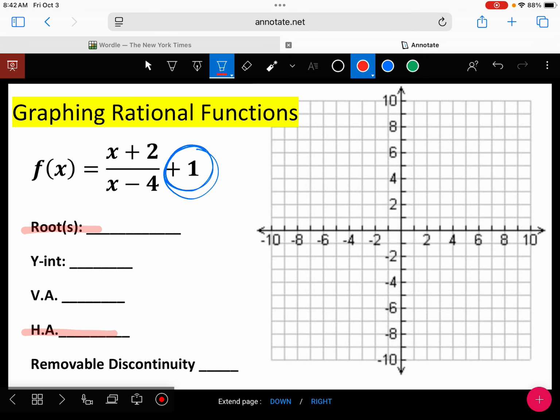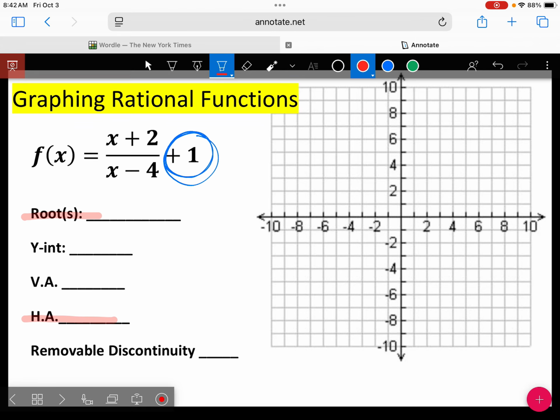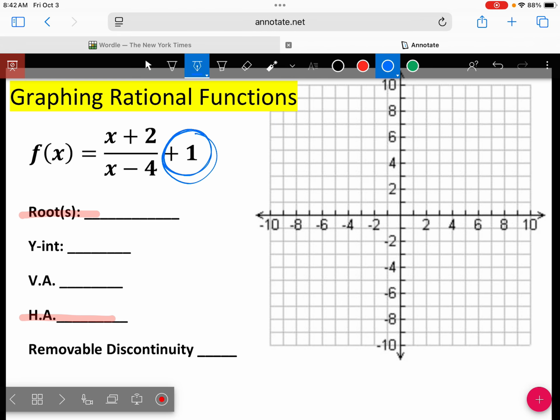So I'll give you a moment to copy it down. We don't have any quadratics, so this graph will not have a removable. So I'm gonna put NA.